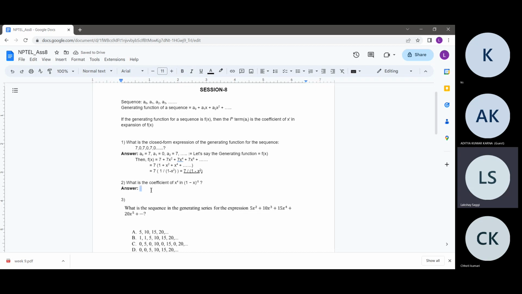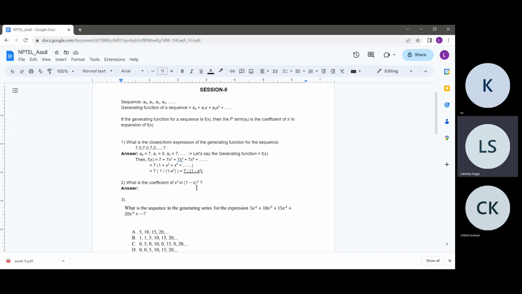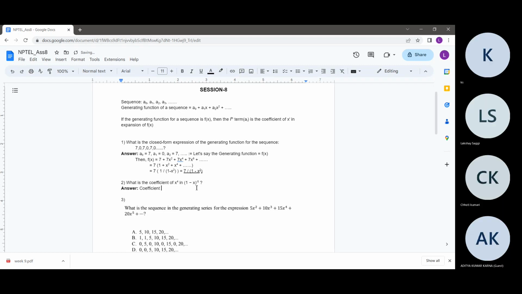So in the second question, it's asking what is the coefficient of x to the power 4 in the expansion of (1 − x) raised to the power minus 5. You must have seen this in the lecture. It's a straightforward problem, something taught in the lectures only. So I'll just write down the theory which is relevant to this answer.